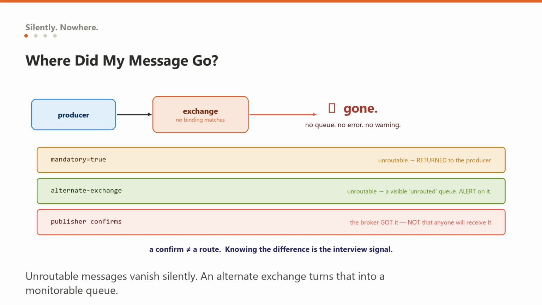First, the mandatory flag. Publish with mandatory set to true. And if the message cannot be routed to any queue, the broker returns it to the producer instead of dropping it. You then handle the return in a callback, and now you know.